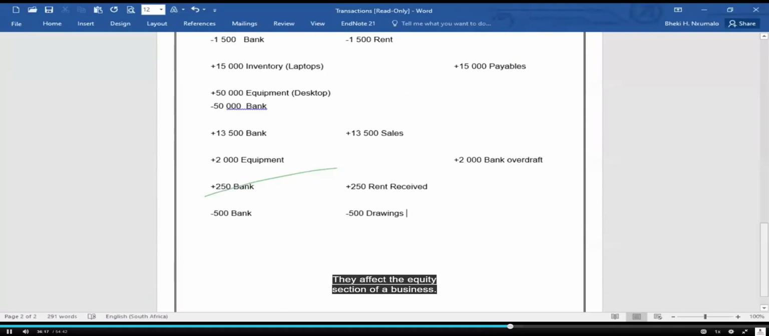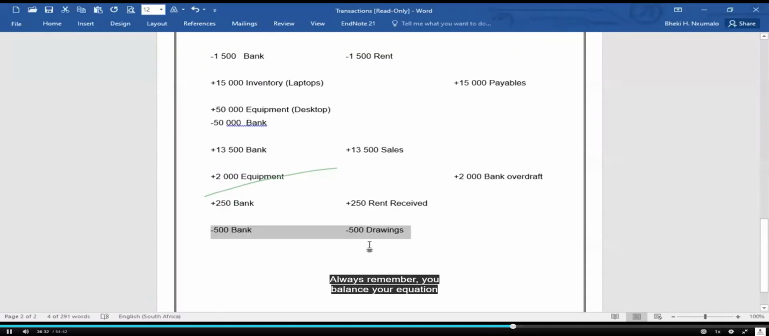So in this case, the owner is withdrawing cash for personal use. It's a minus in your bank of 500 rand, as well as a minus in your equity, another 500. Always remember to balance your equation, because if you don't balance your equation, at the end of the month we can't prepare a complete or correct trial balance, because we use the same information. We draw up the T accounts, from T accounts we balance the ledger accounts, and then we draw up the trial balance. But I'll show you once we get there. All right, that was transaction number 10.